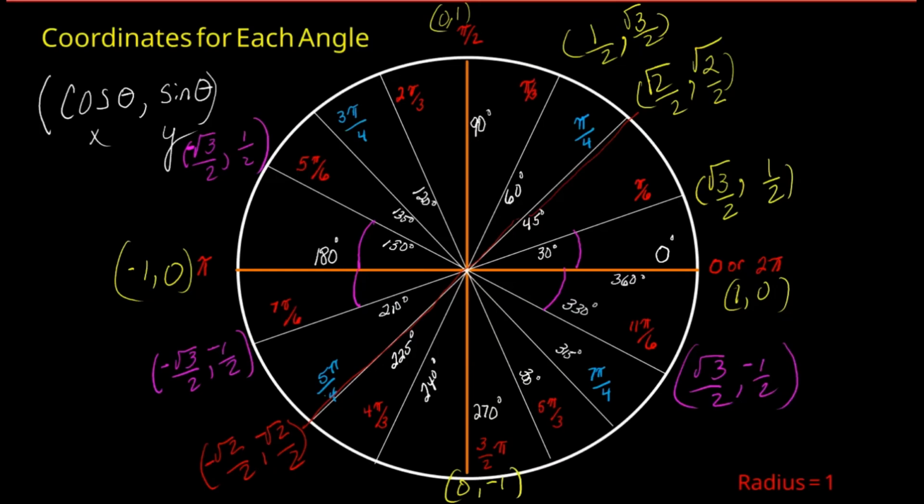Let's take the other 45s. Again, they're going to be square roots of 2 also. So this is going to be square root of 2 over 2 and square root of 2 over 2. Work on our signs. X is negative, y is positive. And the other one down here is going to be square root of 2 over 2 and square root of 2 over 2. Let's get our signs right. X is positive, y is negative.